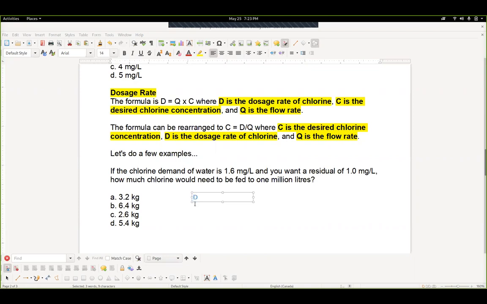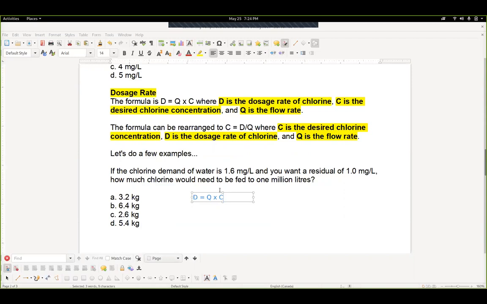So D equals Q times C. But next, let's figure out if the chlorine demand is 1.6 milligrams per liter and you want a residual of 1.0, you have to add that together to get the chlorine concentration that you need. You need 2.6 milligrams per liter.